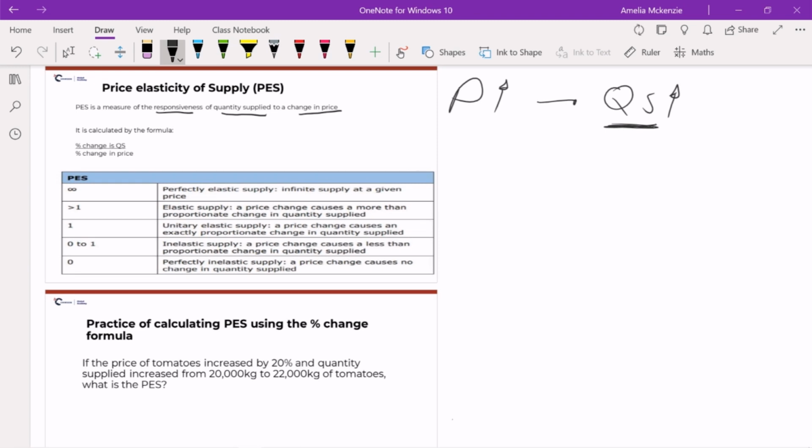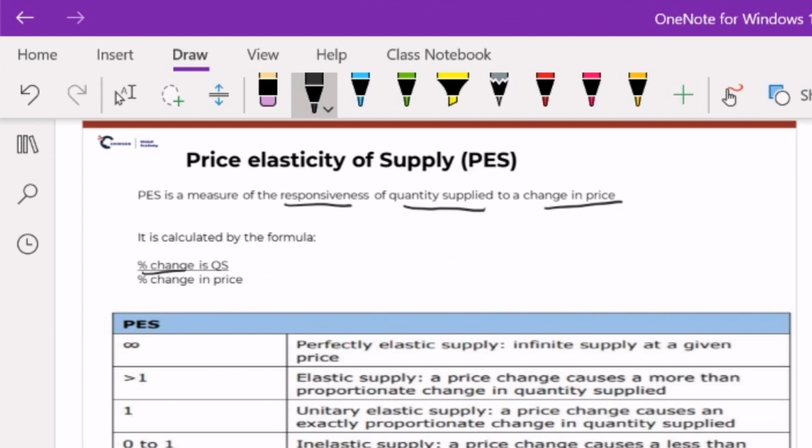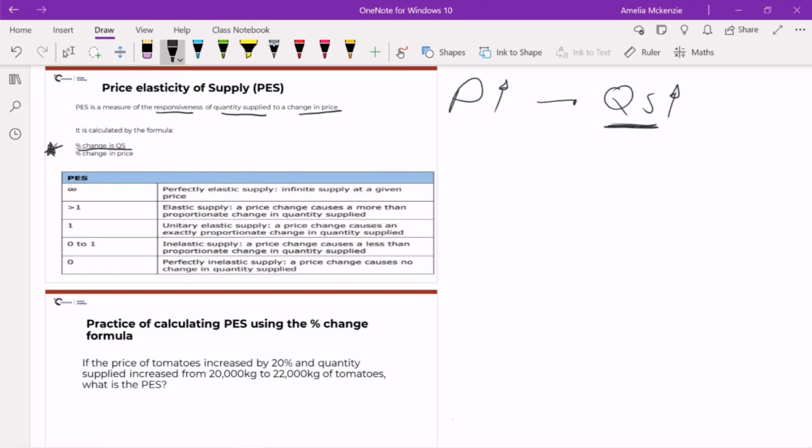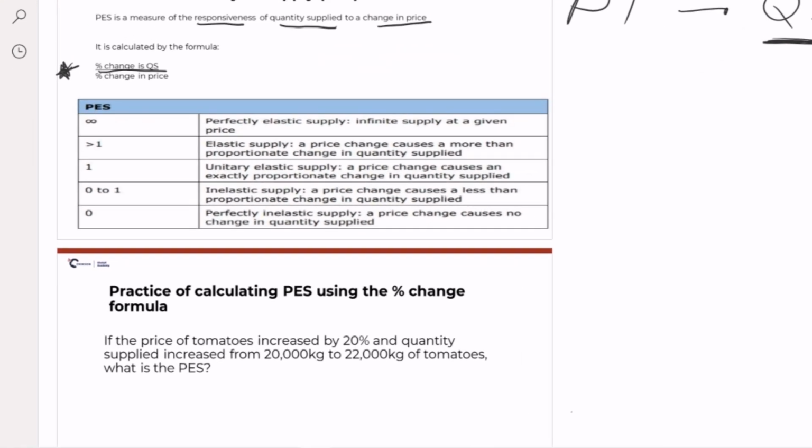So we can find out the price elasticity of supply of a product by using the percentage change formula. So we can look at the percentage change in quantity supplied over percentage change in price here. Now, just like our other elasticities formulas, we always have quantity on the top. So QS is on the top. So let's have a look at an example.